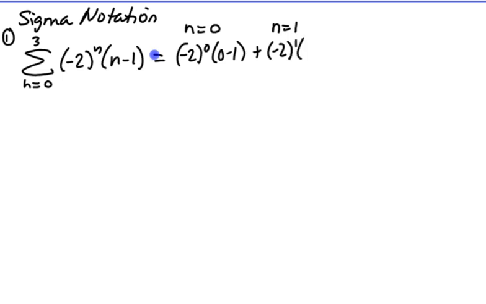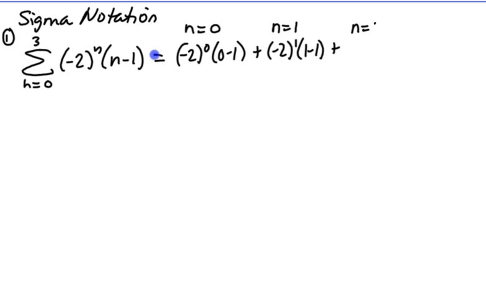We are on practice quiz number 2, the sigma notation part. Number 1, you are to evaluate the sum, which means write out the terms and add them. So the first term would be when n is equal to 0. So n equals 0, and then you put negative 2 to the 0, 0 minus 1. Plus, when n equals 1, you'd have negative 2 to the first, 1 minus 1.